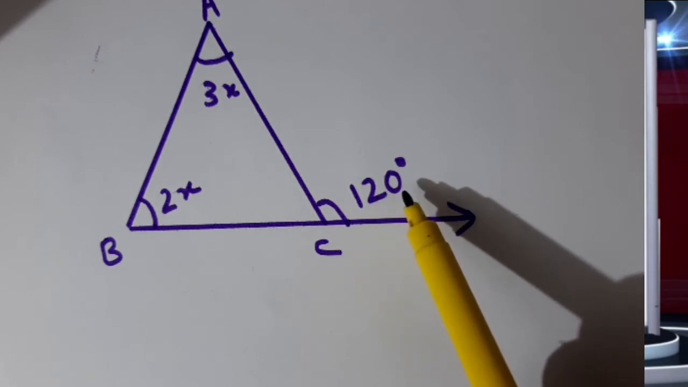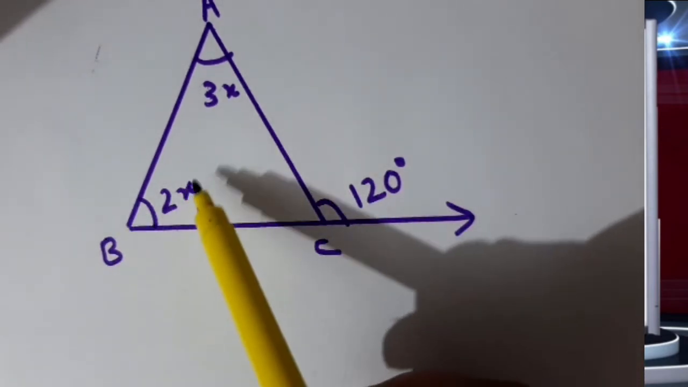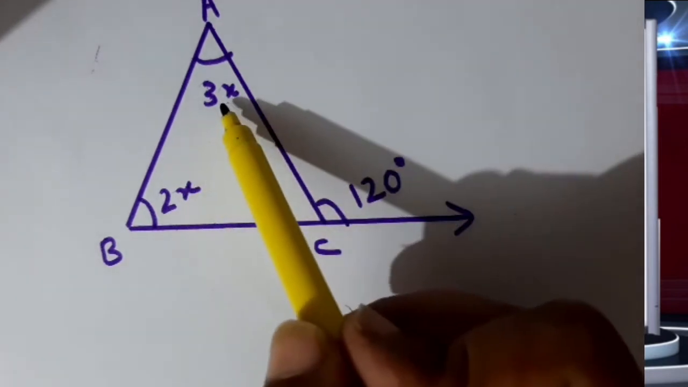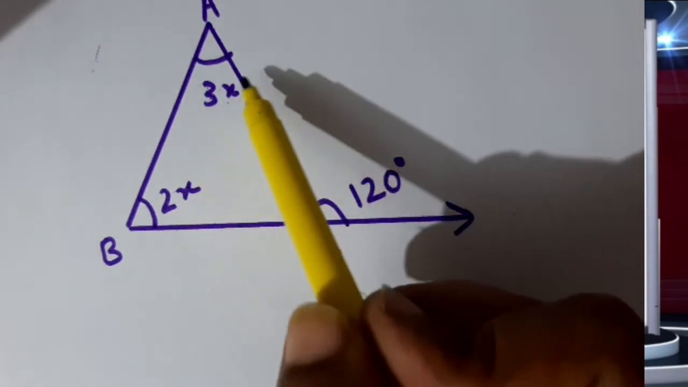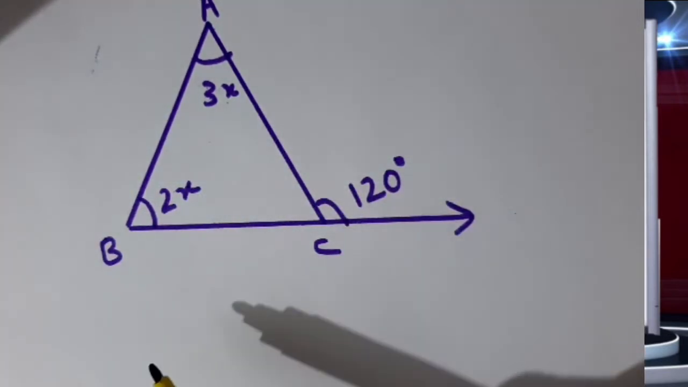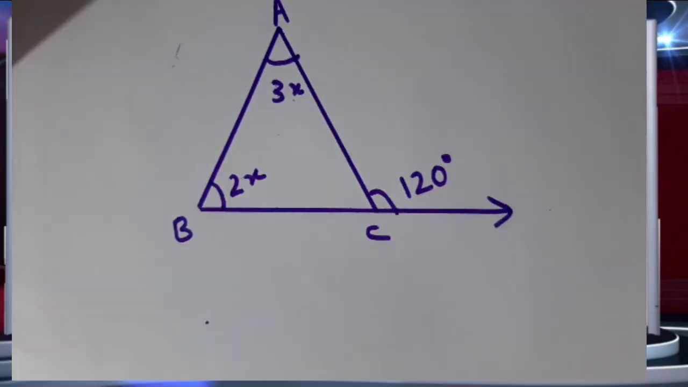And the other two angles are in the ratio 2:3. So to remove the ratio sign, we have to put x. So one angle I have written as 2x and another angle as 3x. First of all, we have to find out the value of x, and then we will find out all the three angles. Here also there are two methods. One is the exterior angle theorem method and another is the angle sum property.